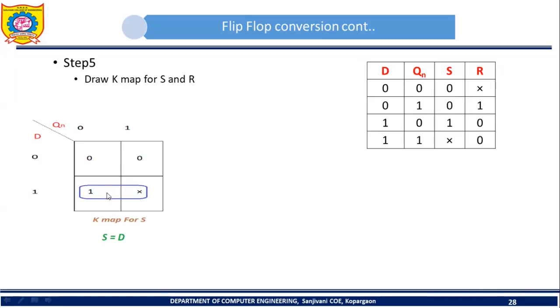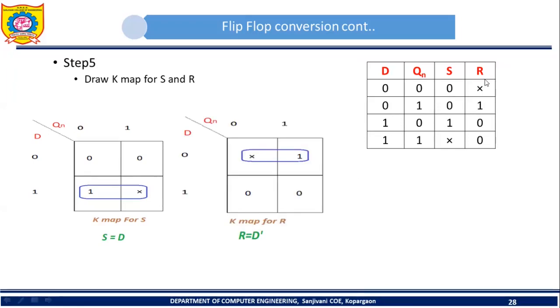That term should be a product term. For this group, which variable is changing? Is D constant? Yes, D is constant. What is the value of D? D is 1, so D will come here. What about Qn? Qn is changing. Here it is 0, here it is 1, so discard Qn. So I can say that S is equal to D, right?